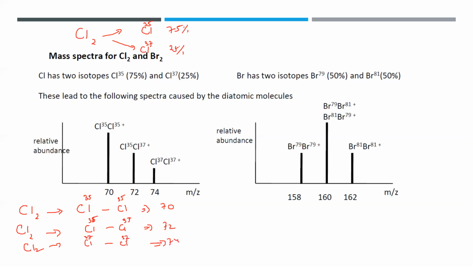That's why you are getting three peaks for chlorine. The peak at 70 is due to both being 35. At 72 is one of 35 and 37, and both 37 at 74. And why is the 35 one higher than the other? Because the percentage of 35 is higher. That's why when two 35 are joined together, you will get a higher percentage as compared to 35-37 or 37-37. Is it clear? For a chlorine molecule, we are getting three peaks because it has two isotopes.